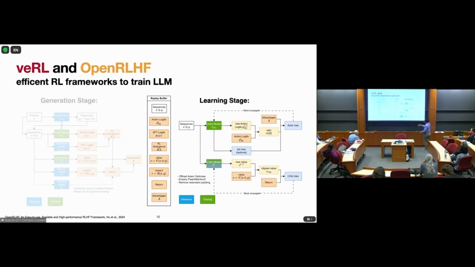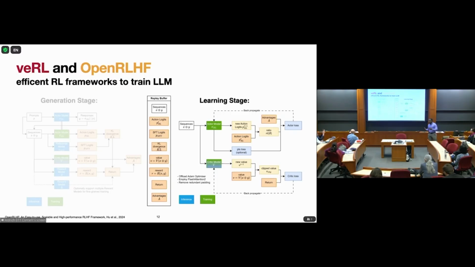So you take this information, and from your actor model's logits you get the ratio, compute the advantage, and get the loss. Your critic model gives you a new value. You clip it so your critic model doesn't deviate too far, and you get a loss. Right? There's this really intense data flow of managing data and managing communication across these models.